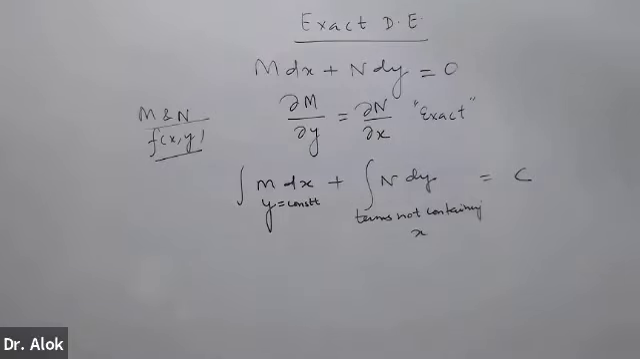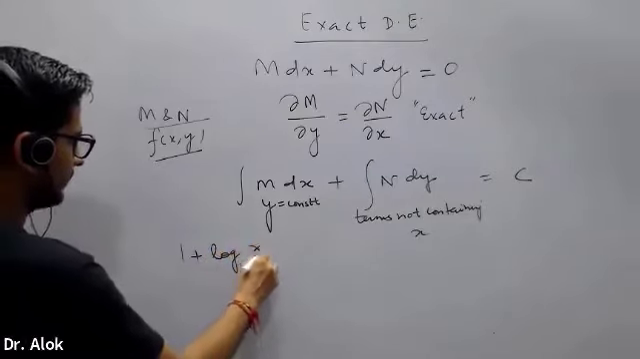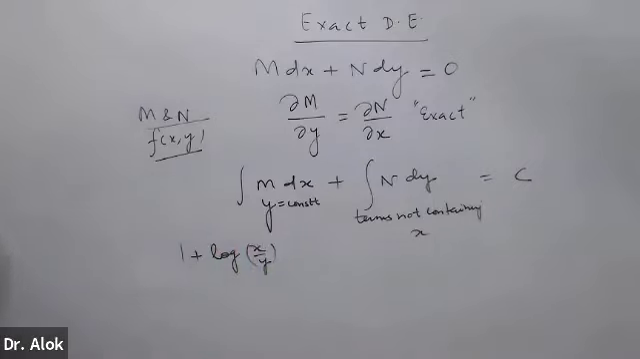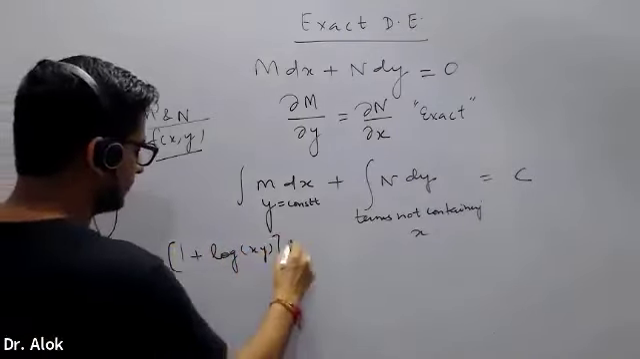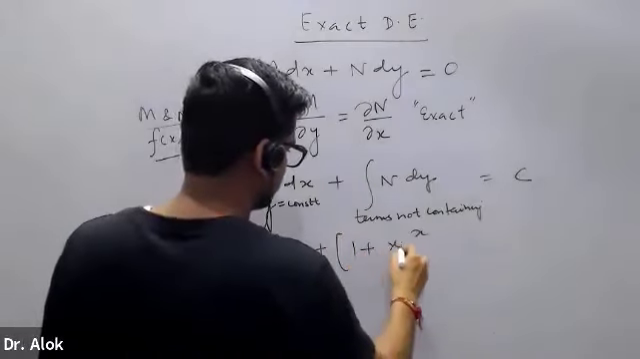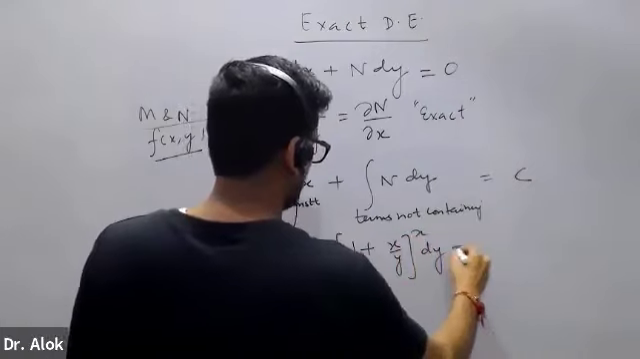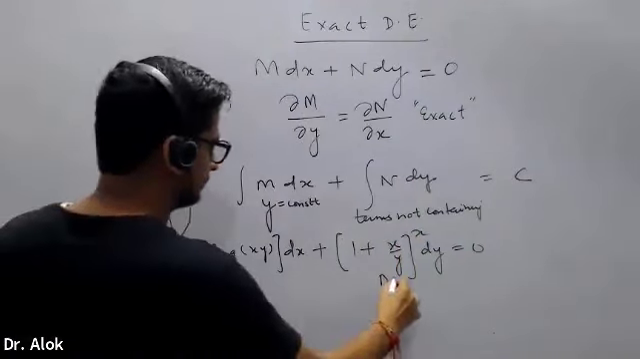So let me take an example. Suppose (1 plus log of xy) dx plus (1 plus x by y) dy is equal to 0. Suppose this is the question. So this is M, this is N.